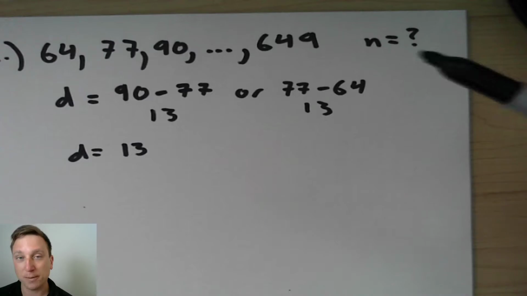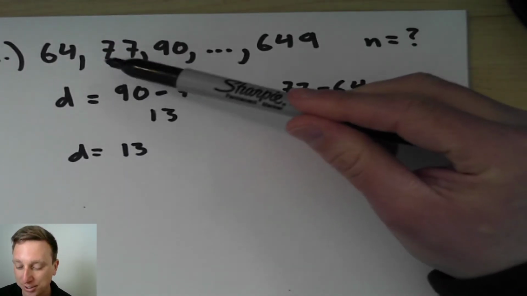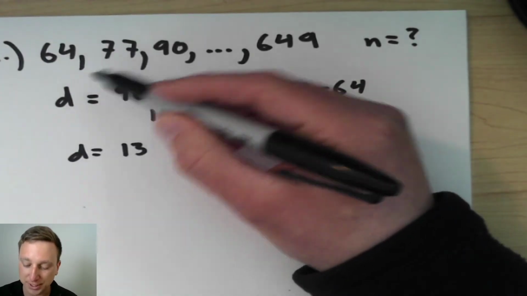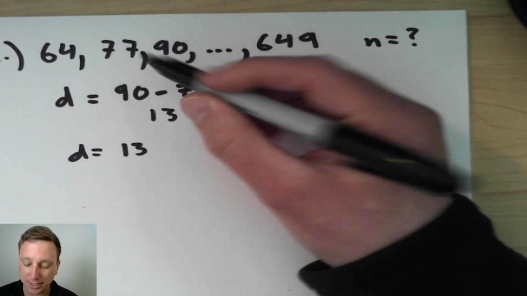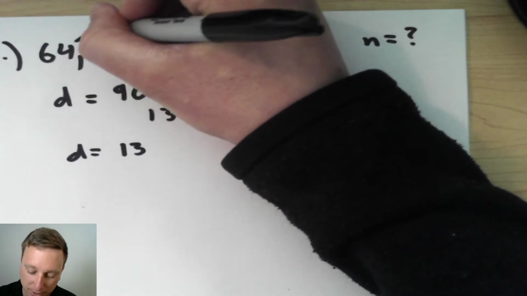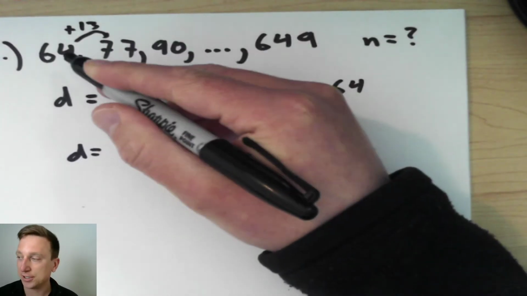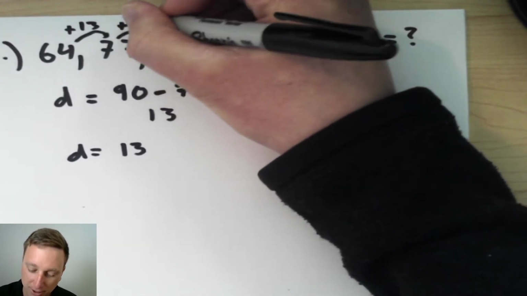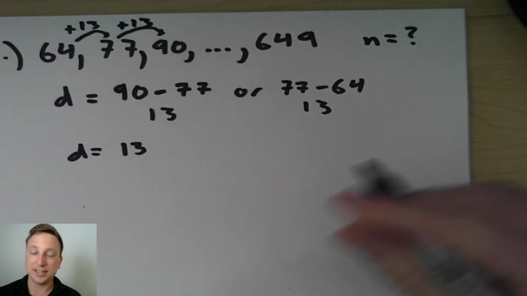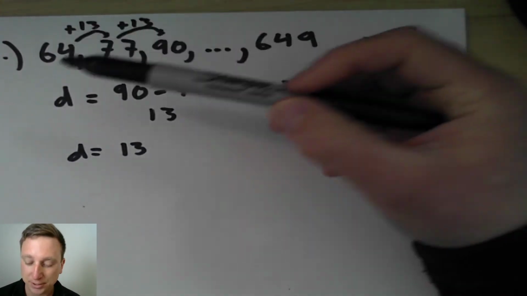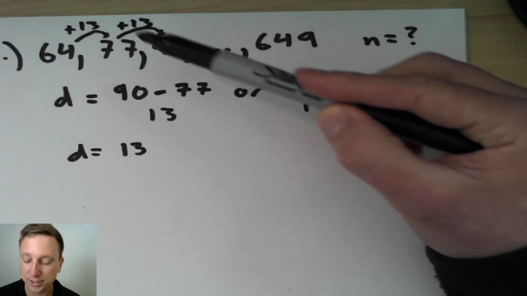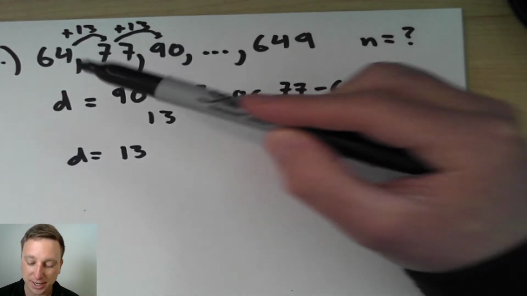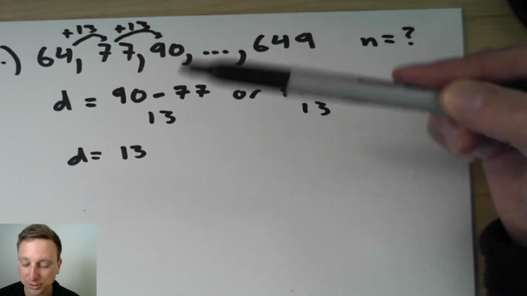So there's another way we can do this, and it's by thinking about how this sequence works and what it's doing every time. If I go from 64 to 77, I'm adding the difference once. So I'm adding 13 one time to get from the first to the second term. To get from the second to the third term, I add 13 again. Everything in these sequences is based off the first term. So to get from the first term to the third term, I have two differences. That's n minus 1, or term number minus 1, differences.